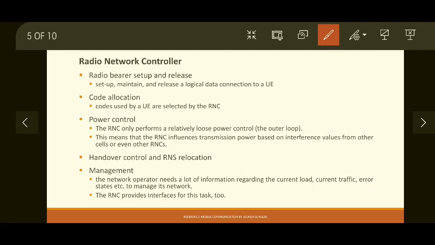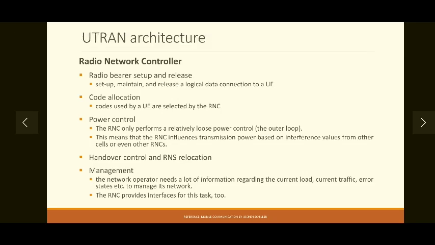Then one of the last major tasks of the RNC is management. The network operator needs a lot of information in case of UMTS regarding the current traffic, current load or errors encountered within the communication for supporting required quality of service parameters. All this information needs to be maintained to manage the entire network. So this task is also performed by the radio network controller. Okay, so these are some major tasks of the RNC which have to be considered.